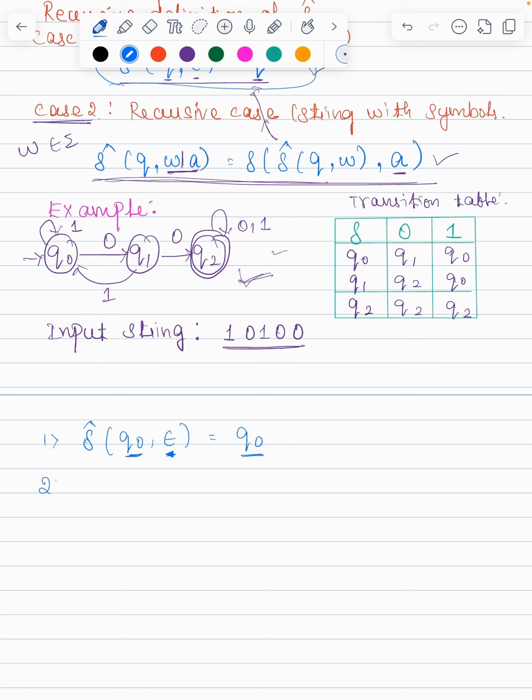Let's move on to step 2. We'll start processing the symbols one by one from the input string. The very first symbol is 1, right? We are supposed to write the extended transition function like this. Delta cap of my current state, that is the start state Q0, and my current input symbol is going to be 0. So generally, the normal transition function, how to write it, you all know.